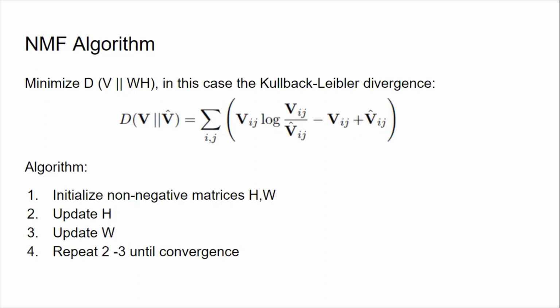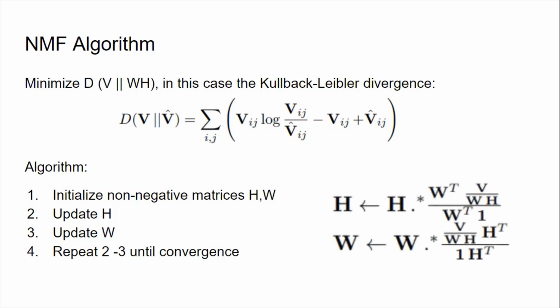And the algorithm is simple enough. You just initialize your matrices H and W, making sure that they're all non-negative. And then you update H, update W, and then you repeat steps 2 and 3. You just repeat updating them back and forth, alternating, until you reach convergence. All right, and these are the update rules. They were developed by Lee and Seung in 1999, based on the Kullback-Leibler divergence.